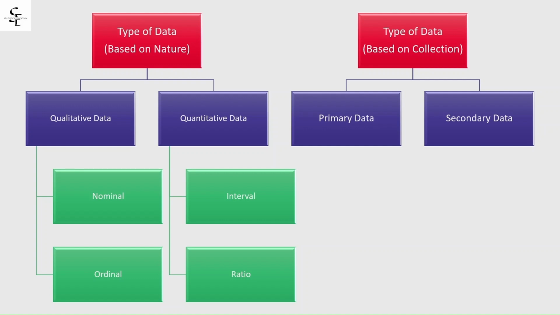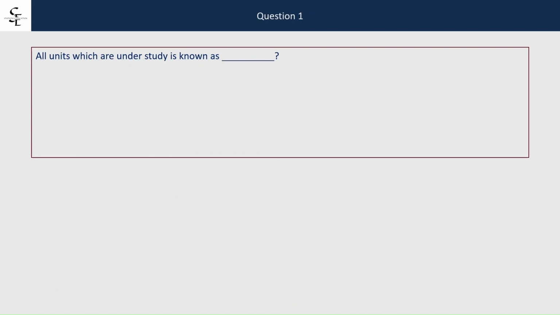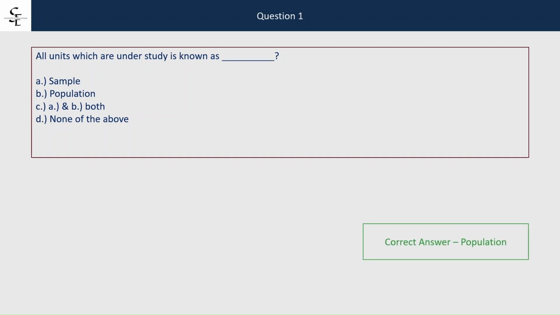Now let's go to this video's quiz. All the units which are under study is known as A. Sample, B. Population, C. A and B both, D. None of the above. Pause the video to think about your answer. Okay, the correct answer is population.